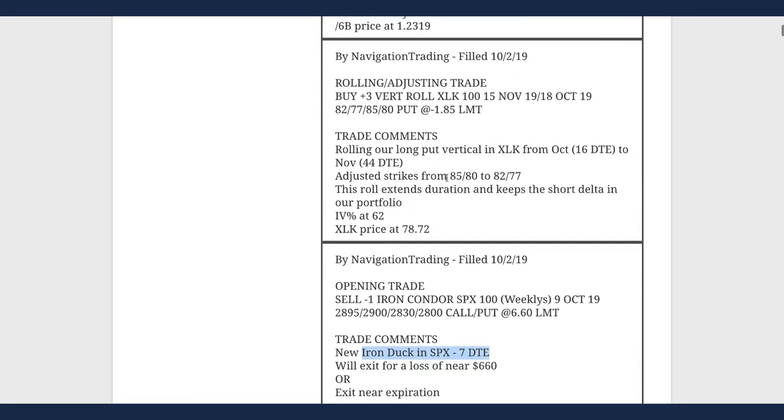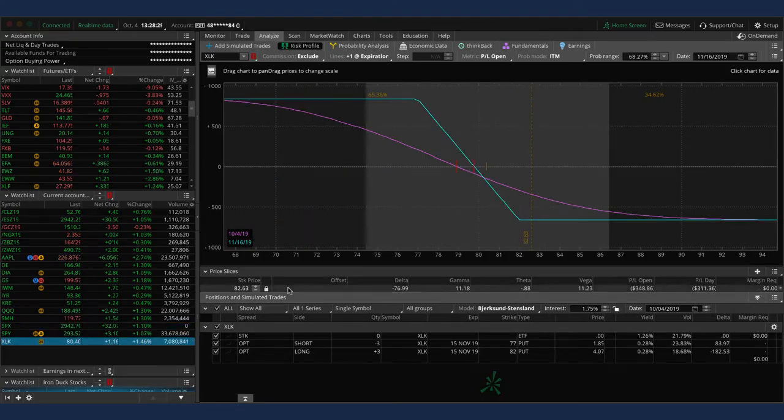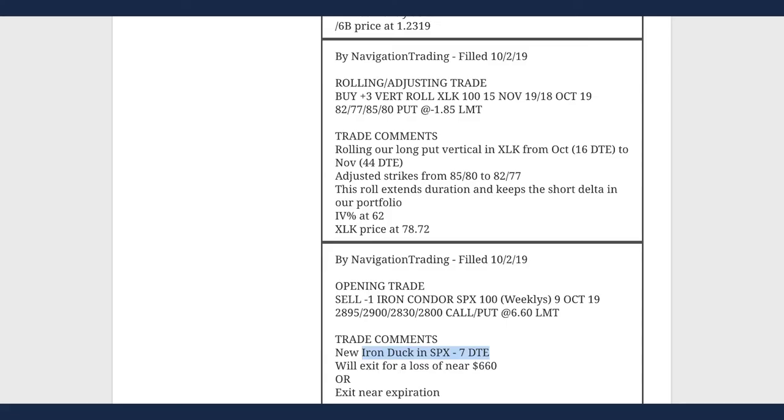Next trade, rolling adjusting trade in XLK. So we had a long put vertical in XLK, rolled that from October to November and adjusted those strikes as the price continued to move lower. So if we look at XLK, this is what that looks like. Now the price has come up today, so it's moved slightly out of range. So looking for some more downside to get back into range there.